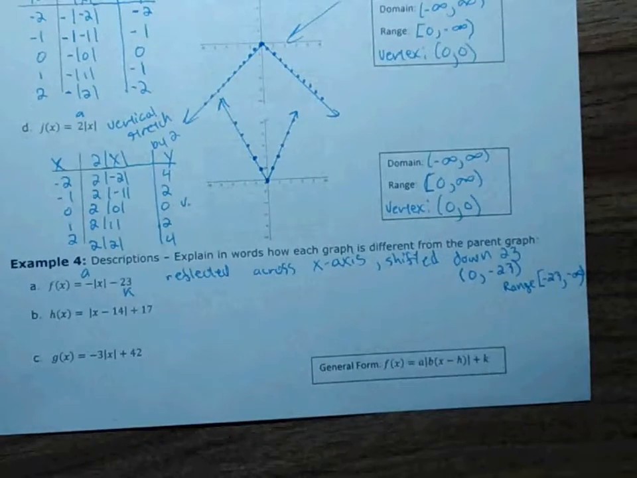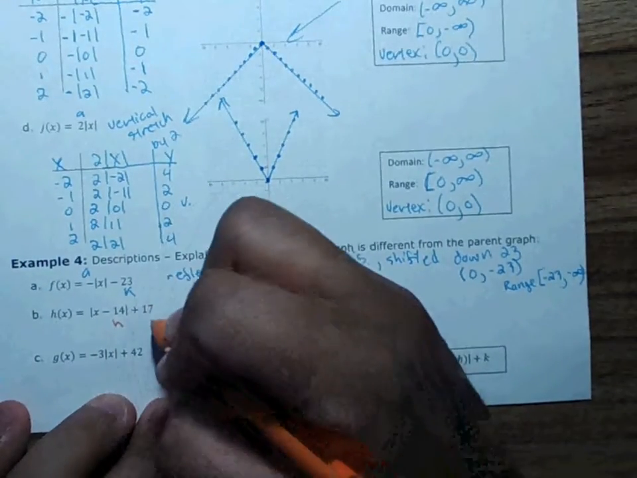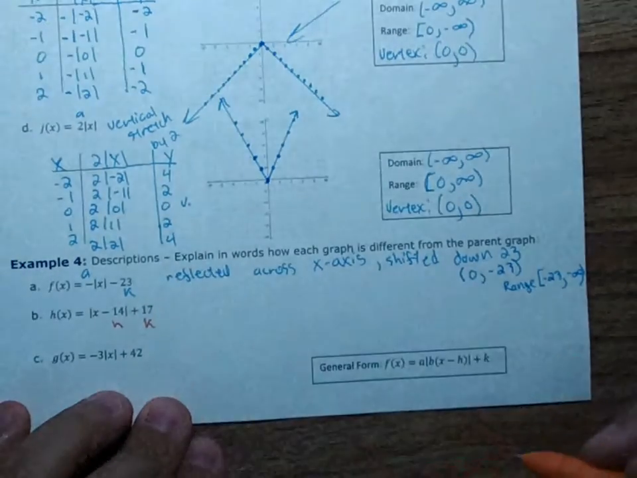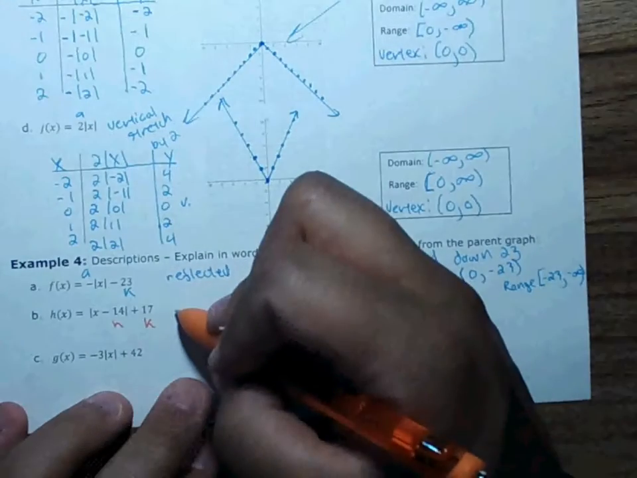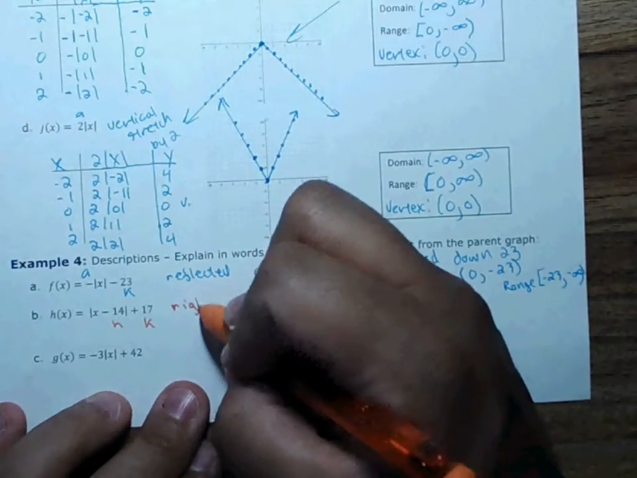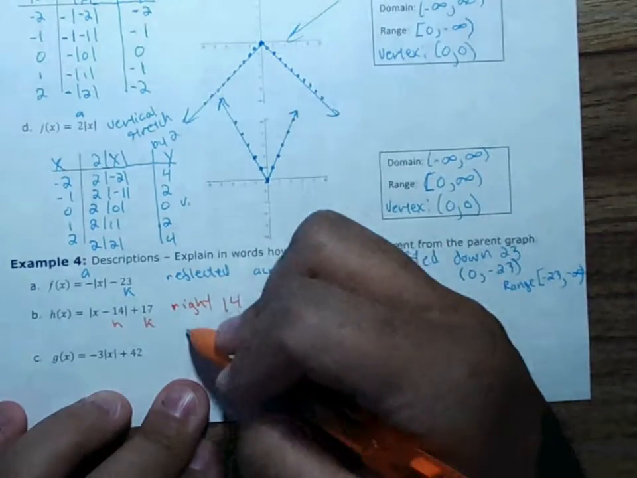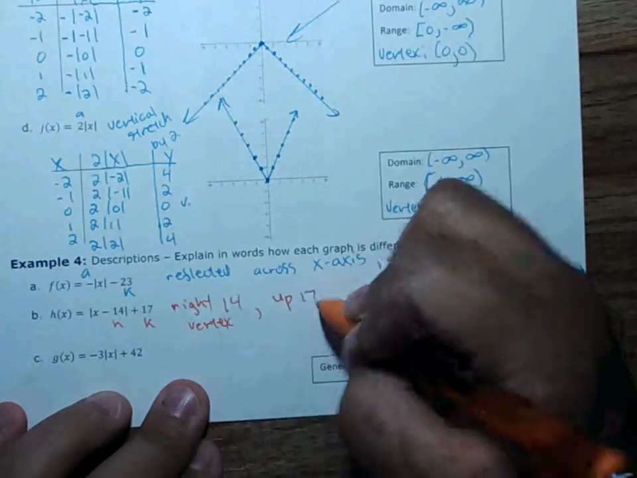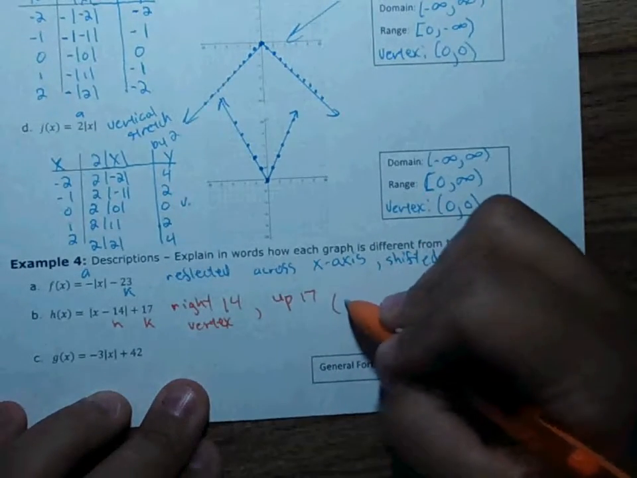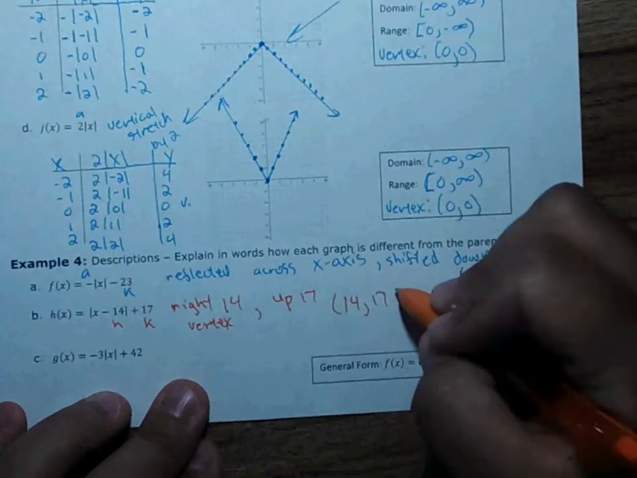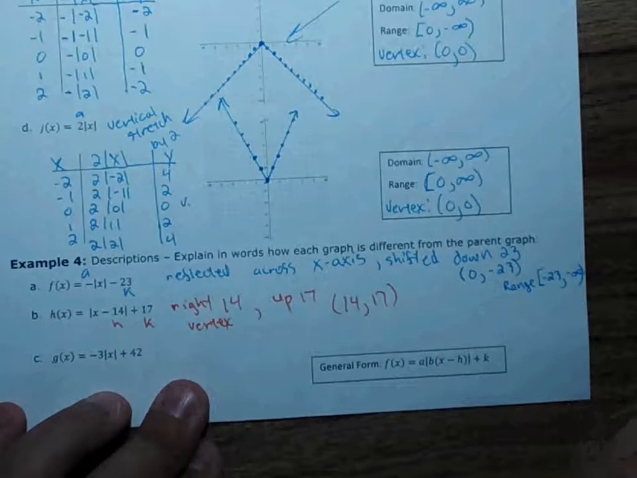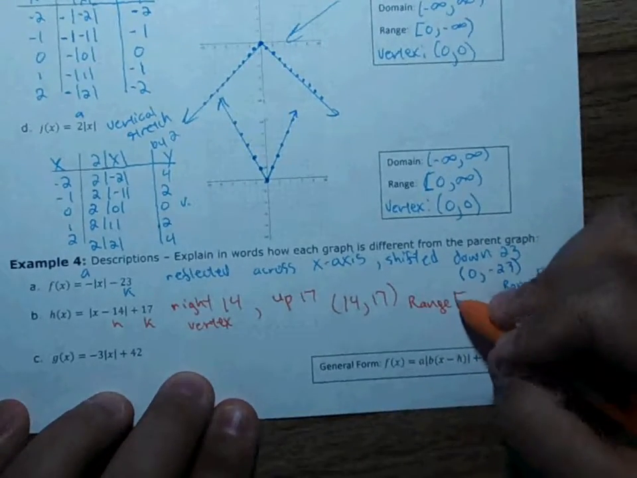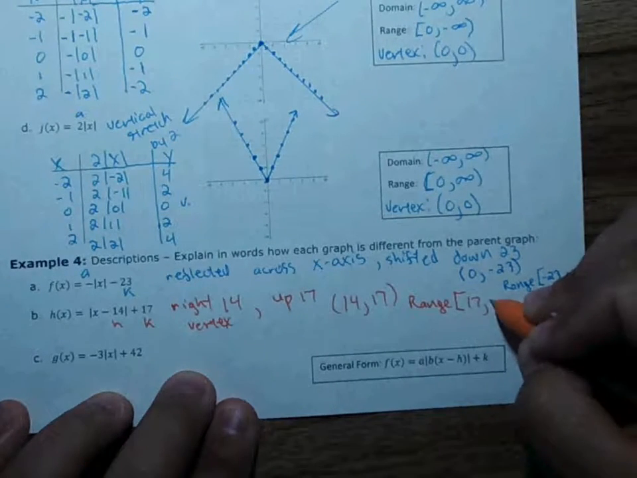Looking at B, this is my H and this is a K. So it is shifted. Again, if it's inside the absolute value symbol, it does the opposite of what we think it does. So since it's minus H, it's actually going to go to the right 14, your vertex, that is, and then it's going to go up 17, which means that my new vertex is 14, 17, and it's not flipped or anything. My domain will stay the same, but my range is going to be bracket 17 to infinity.